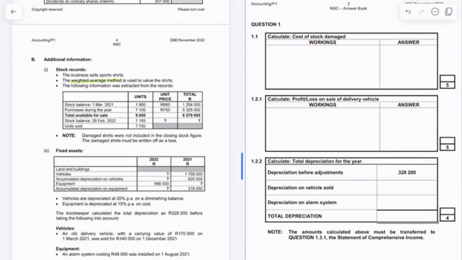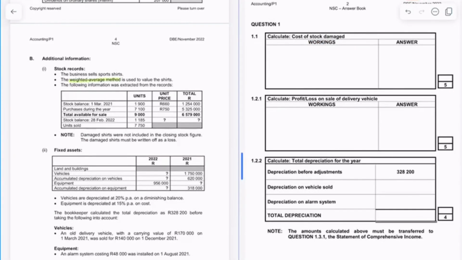So that is the information relating to this B1. Now let's get into the detail. The business sells sports shirts. The weighted average method is used to value the shirts. The following information was extracted from the records. We've got opening stock of 1,900 shirts. There's the value. Then the purchases for the year, and they've been kind enough to total that up for us. So the total available for sale is 9,000.